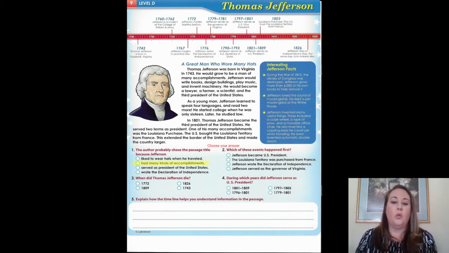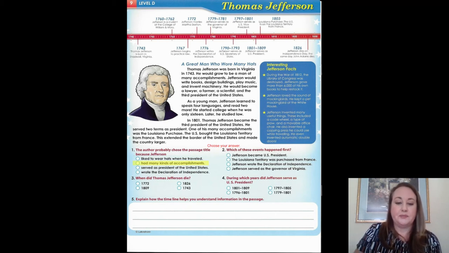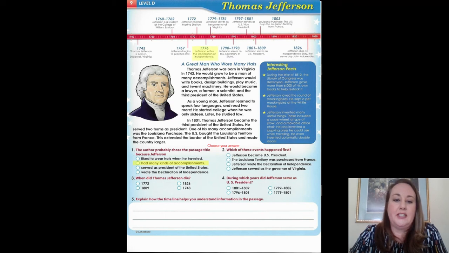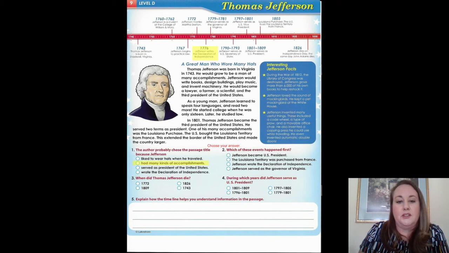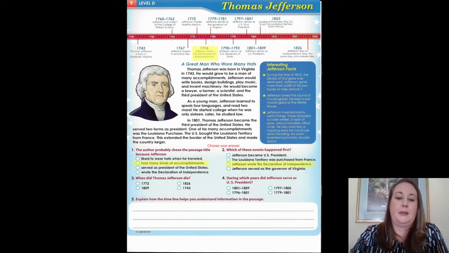Now I need to figure out which of these events happened first. And I found it right here. In 1776, Jefferson writes the Declaration of Independence. So our answer would be C. That's what happened first in 1776.